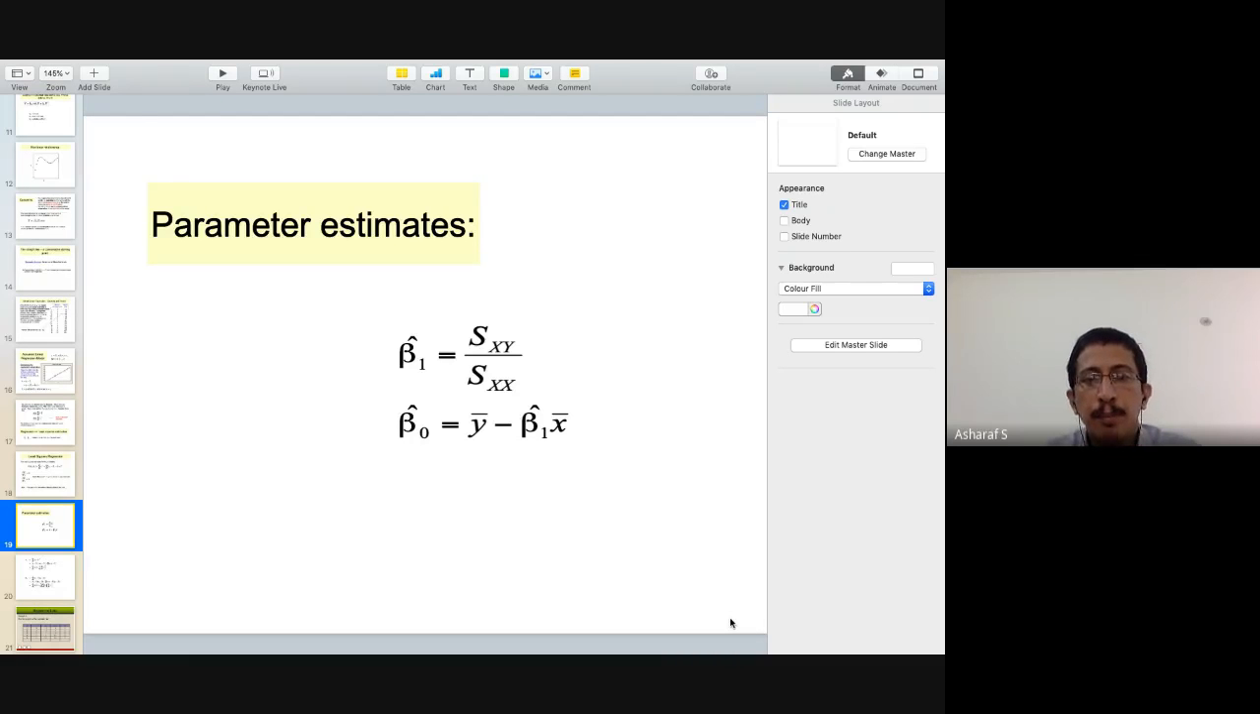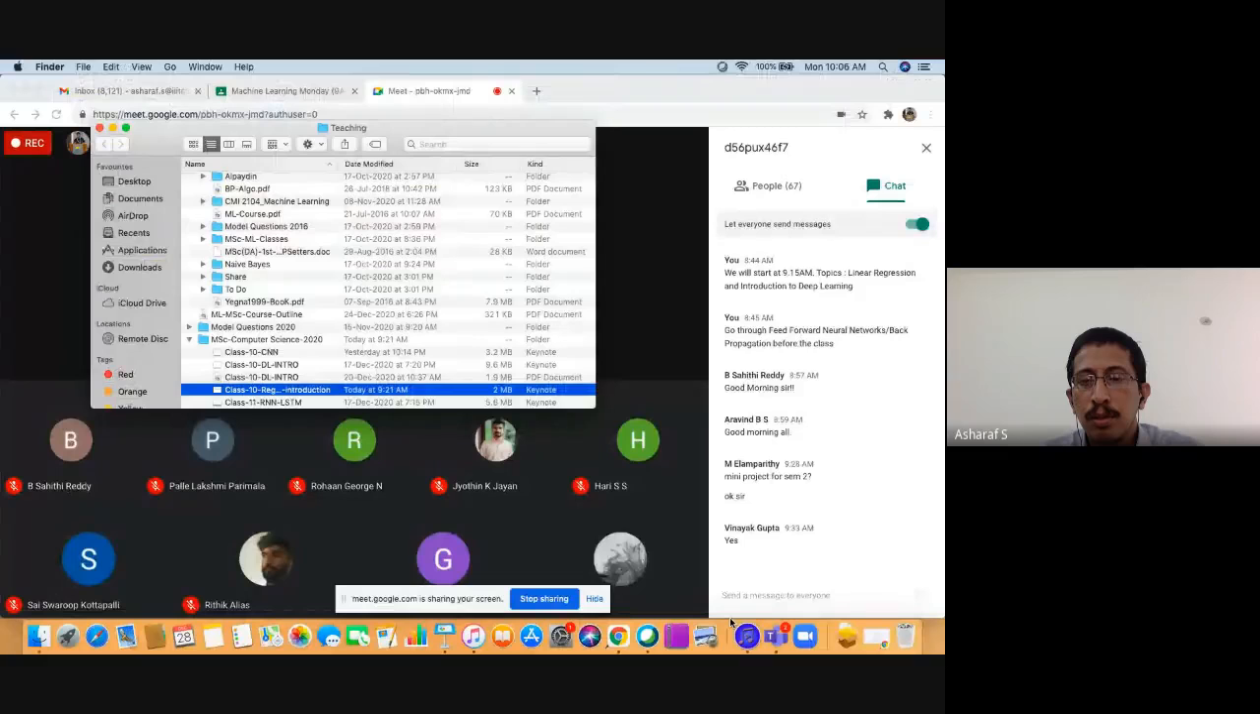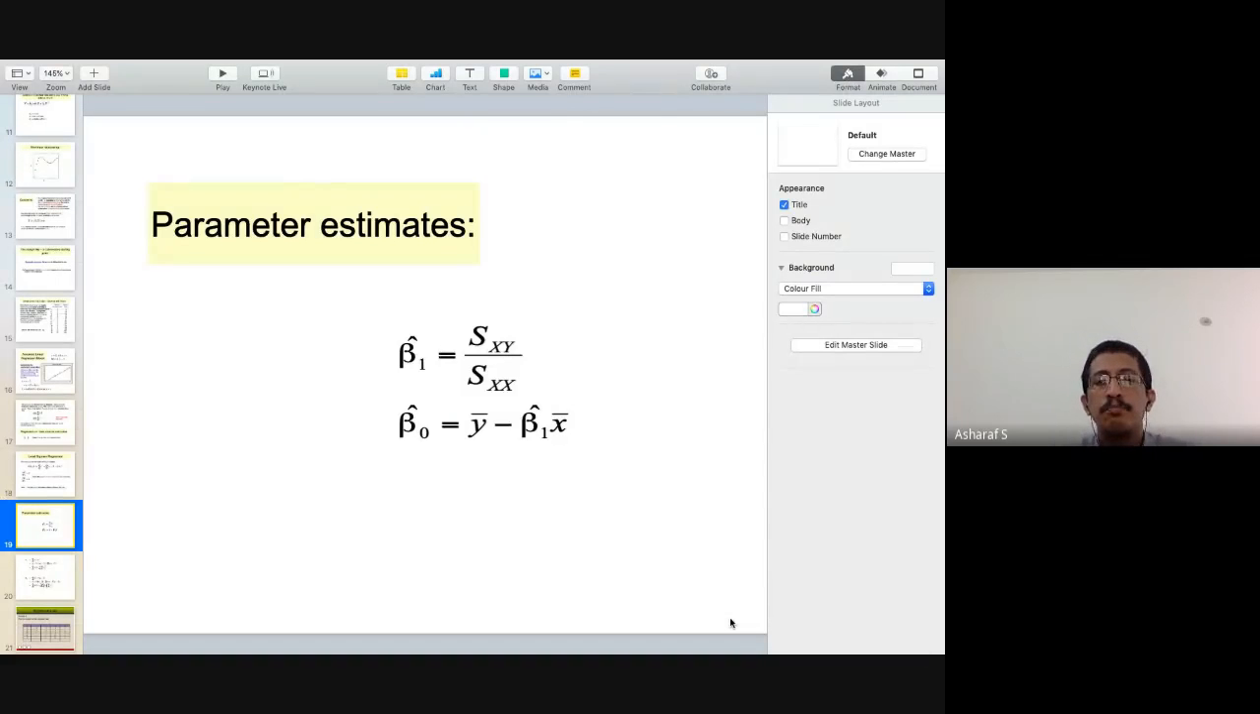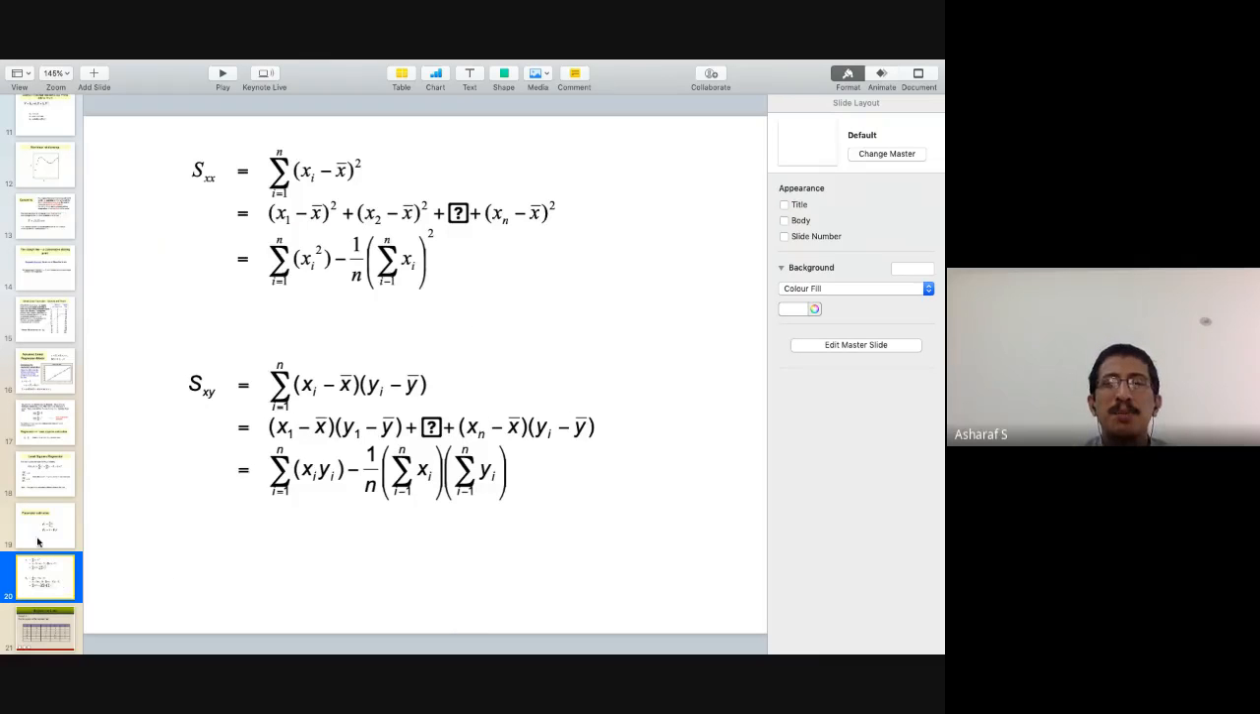Have you written that? Beta 0 is equal to... Okay. So this is what beta 0 is, and whereas x, you can write the expression. If you want the complete thing, you can write this. Otherwise, you can write just this part. Basically, this can be algebraically reduced to this form.